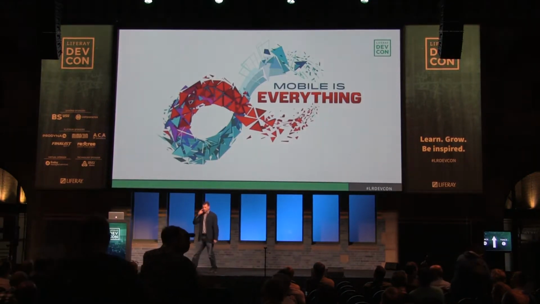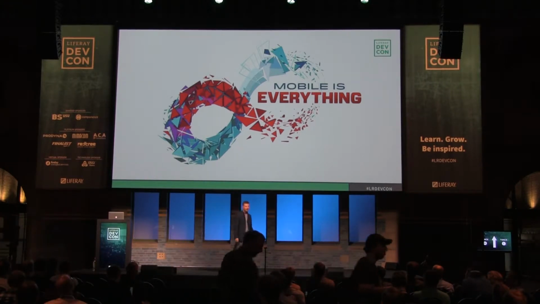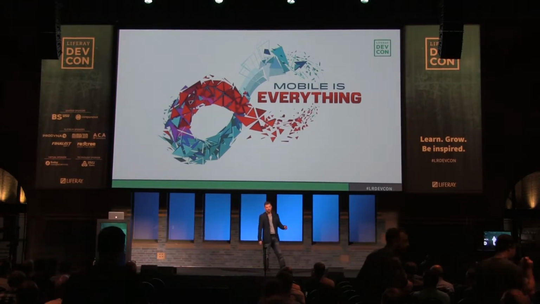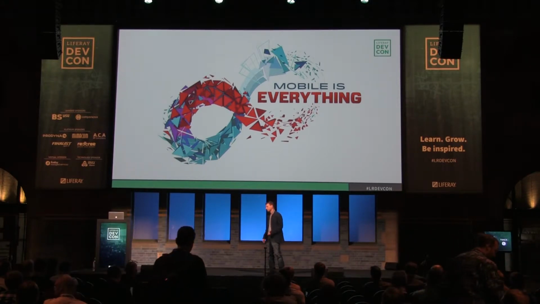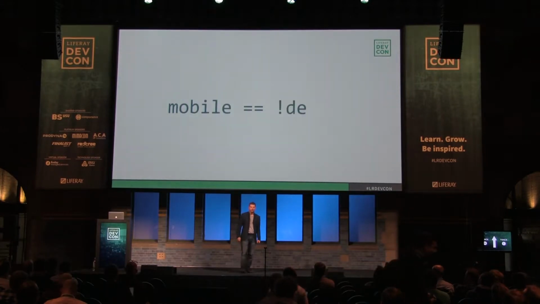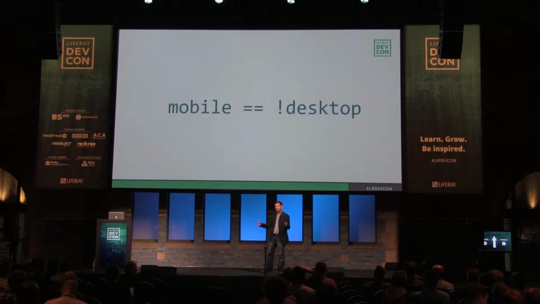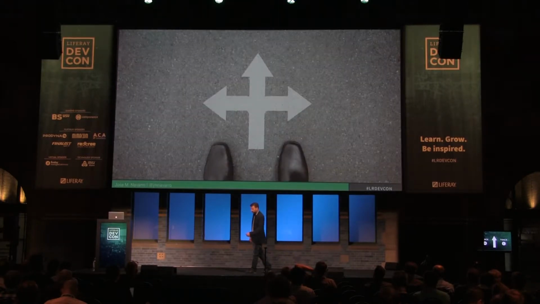So nowadays, we can say that everything is mobile. You probably have a mobile device in your pocket. You probably have a smartwatch. You have a lot of devices. And at this point, we can say that mobile is everything that is not a desktop. So everything seems to be mobile today.